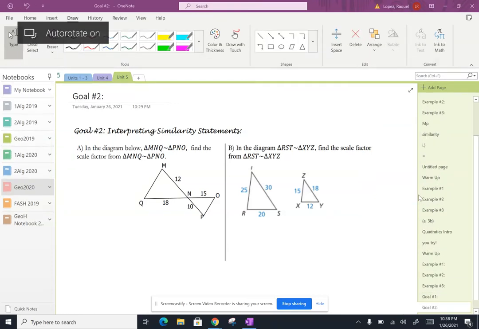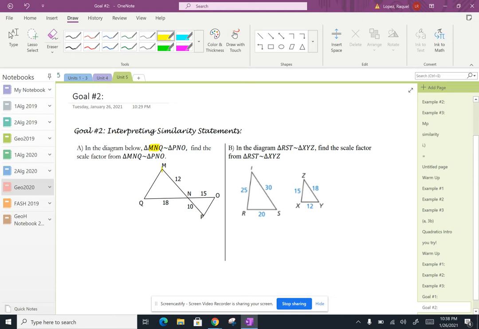All right. So for these examples, we're going to go over interpreting similarity statements. So let's look at A. In the diagram below, triangle MNQ is similar to triangle PNO. Find the scale factor from triangle MNQ to triangle PNO. So let's interpret what this means.